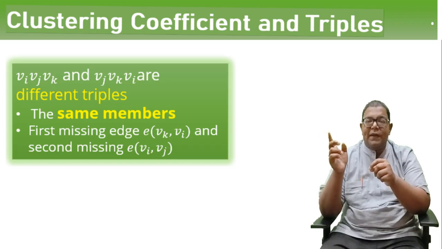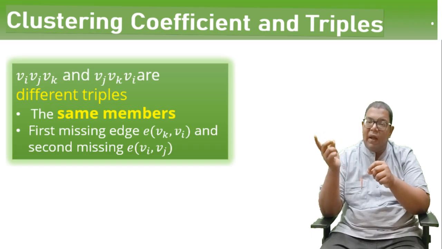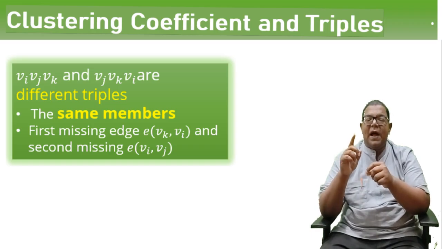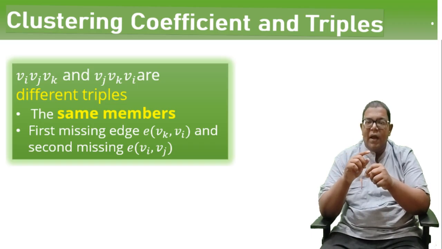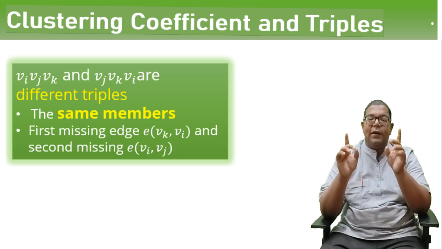So what is the missing edge here? The missing edge is between Vk and Vi. There is no edge between Vk and Vi. Let us look at the second triple. We have an edge from Vj to Vk and the second edge is from Vk to Vi. So the edge that is missing here is between Vi and Vj. So here the missing edges are different, right? The first triple has missing edge between Vk and Vi and the second triple has missing edge between Vi and Vj. Clear? Hence, they are called as different triples.